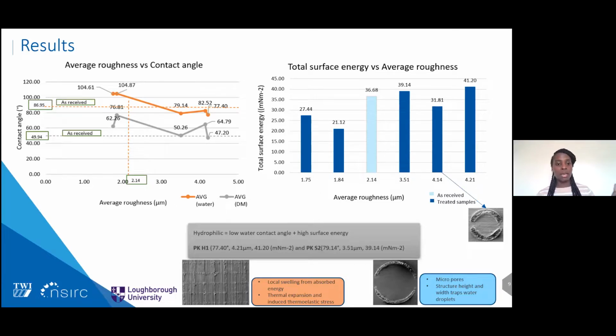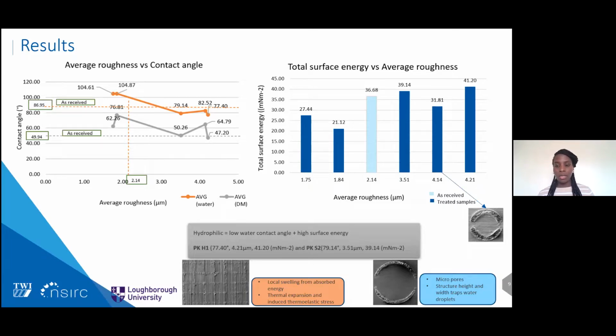And we can see that as our roughness increased, we have reduced contact angle measurement on 3 out of 5 treated surfaces. Now, we did a further analysis to find out how surface free energy can be affected by roughness. So the second graph is a plot of surface free energy against average roughness.